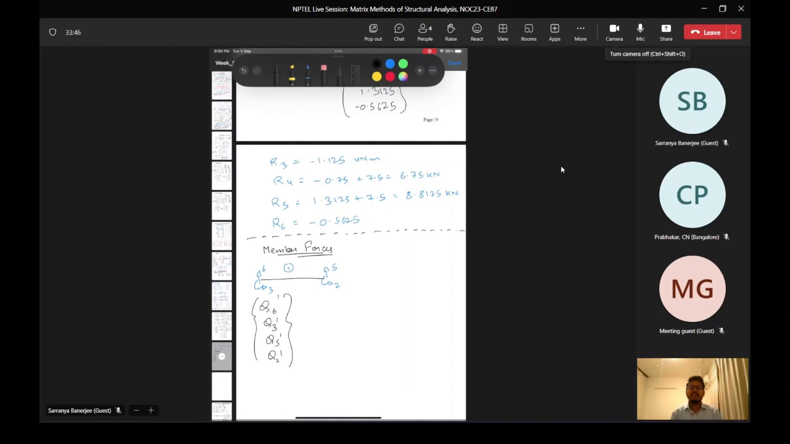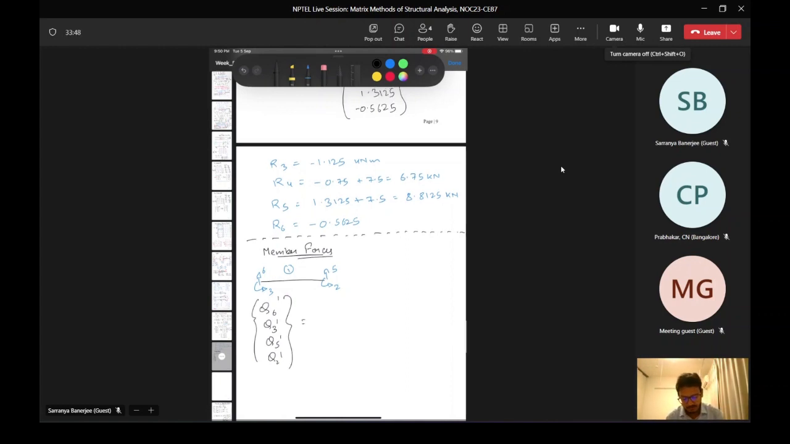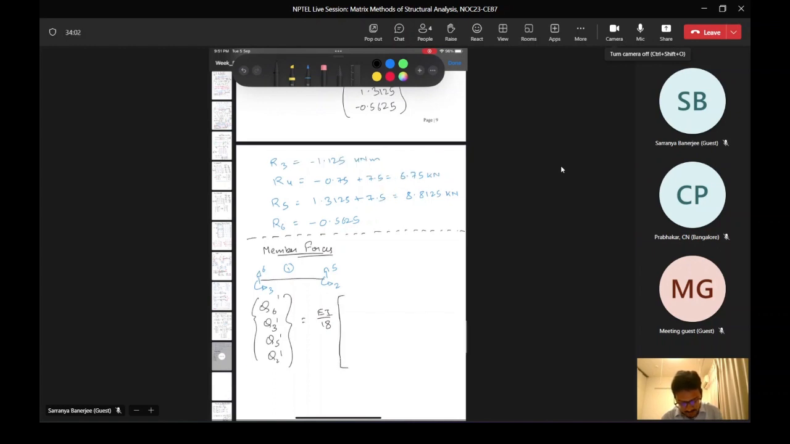Now we understand that for member 1 and member 2, the internal moments and forces would be different, right? Yes. So EI by 18, and we have the individual stiffness matrix. I will just copy it. Please confirm it with your previous notes.